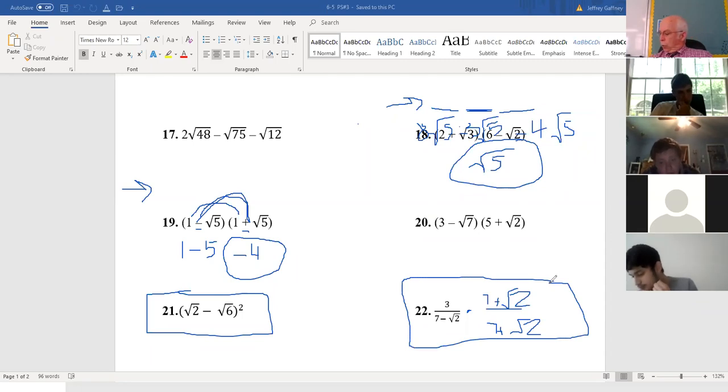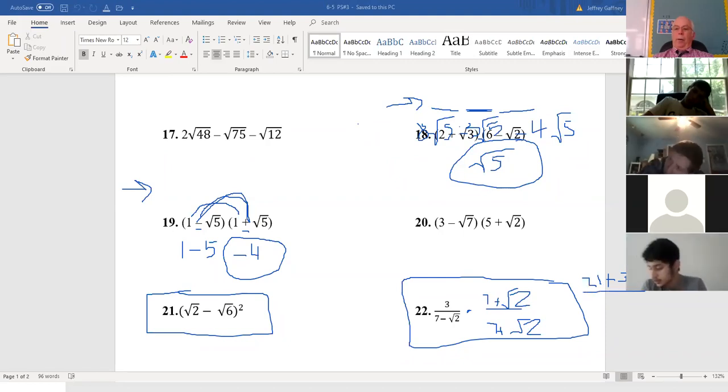I'll give you the answer if you want to try to work it out. It's going to be an answer that doesn't look like it matches that problem, but it's going to be 21 plus 3 radical 2 over 47. 47 comes from the 7 times 7, which is 49, minus 2. There's the answer that you want to work towards.